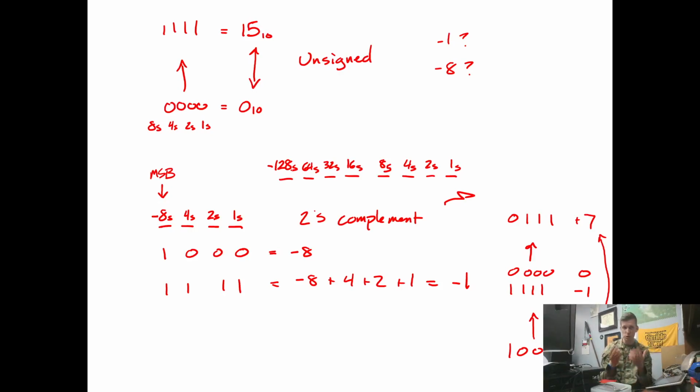So when we start using signed numbers in binary, it's very important that we know what the width of that number is, how many bits we are using to represent that value. Okay.